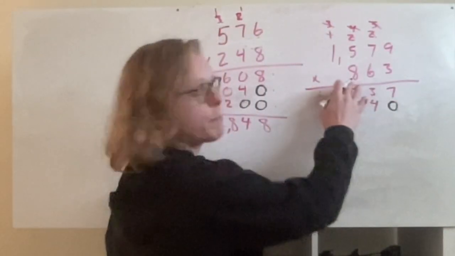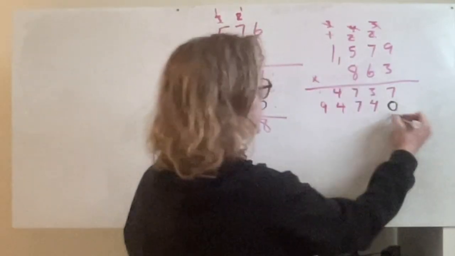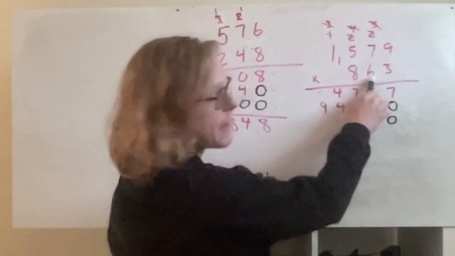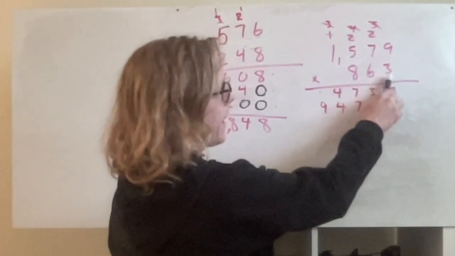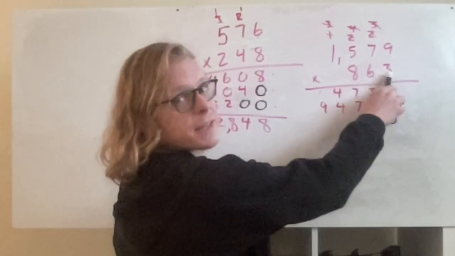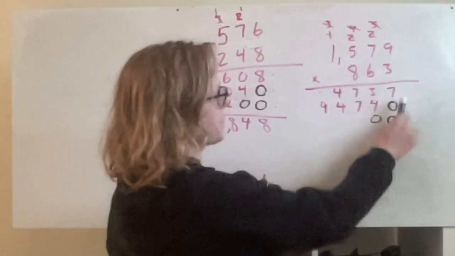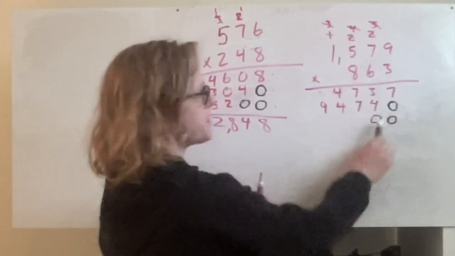Time to move on to the 8, which is in the hundreds place. So we need to put 2 placeholder zeros, right? Basically, this one's in the tens place. I got to put a 0 for every place that's to the right of it. So when I'm multiplying by the number in the tens place, I have to put 1 0. By the hundreds place, 2 zeros.